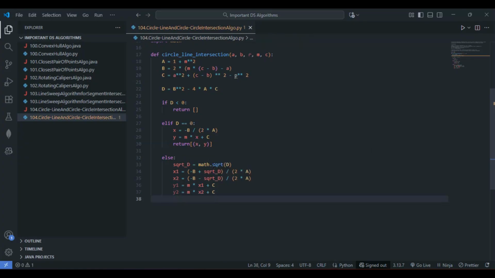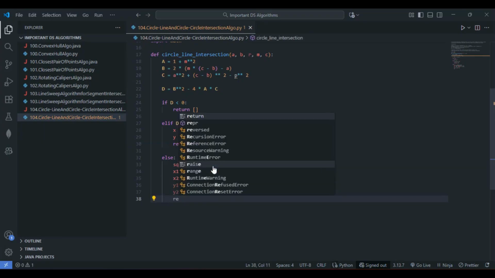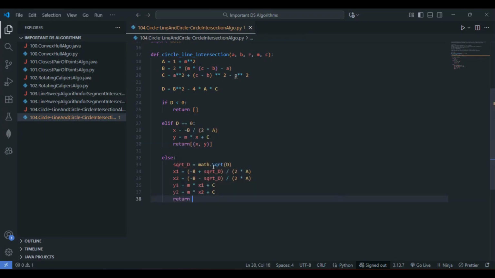What we need to return? We have already discussed this. We have to return the two intersection points. So this is simple. Return x1 comma y1, and also x2 comma y2, right? So this is fine, I believe. So this is it for the circle line intersection algorithm. Next, let's move on with the circle circle intersection.